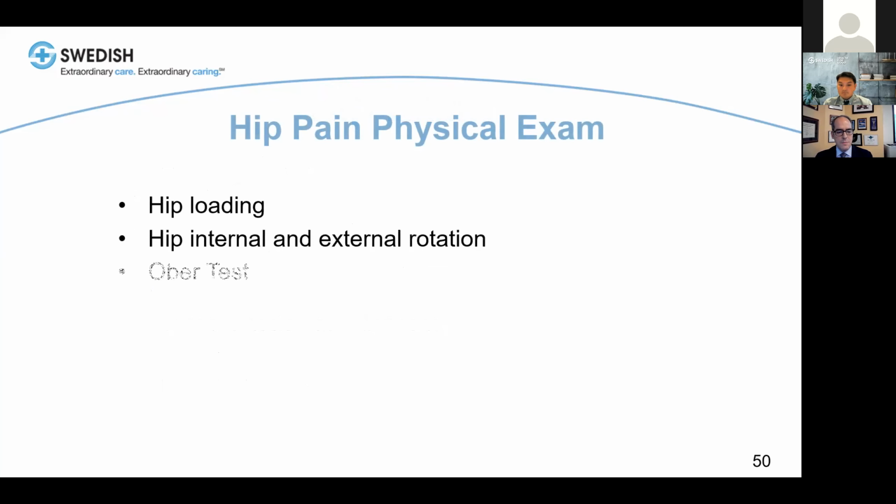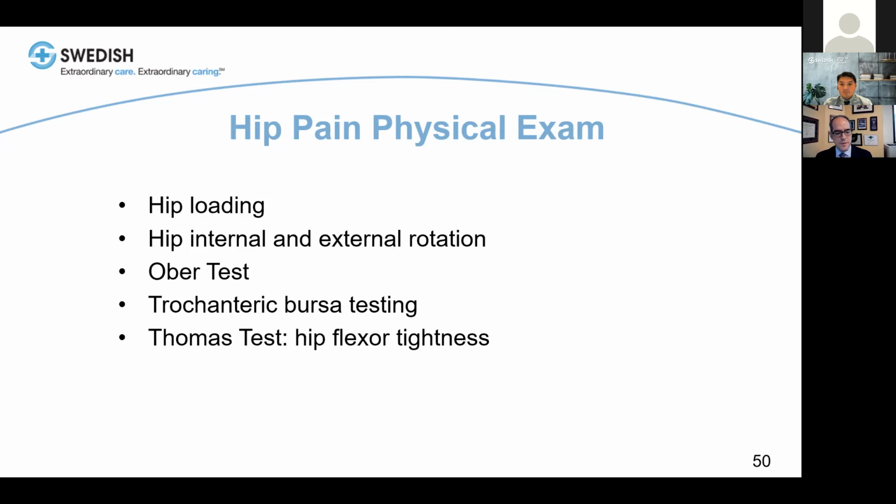So again, in a hip exam, you can do loading, you can do internal and external rotation. The normal capsular pattern is you lose internal rotation first. You may see on one side they have 0 internal rotation, and on the left side, the opposite side, they have 15 degrees of internal rotation. So that may clue you in that they have a capsular problem. And then we'll go over Ober's test and some other testing, including the Thomas test as well.